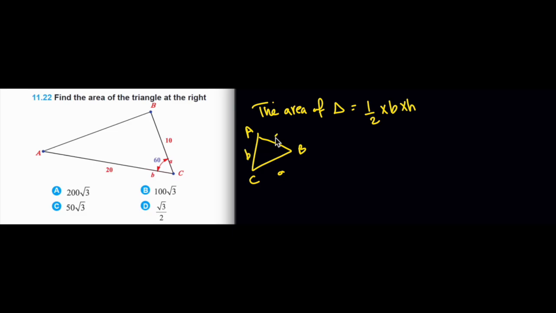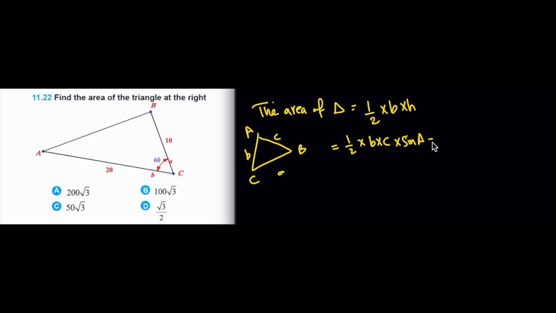Find the area of the triangle at the right. As you know, the area of the triangle equals half times base times height. And also if we have a triangle like ABC, with A small opposite to the vertex A capital, and we have B and C, the area also equals half times the two sides C and B times sine the included angle, which is A.